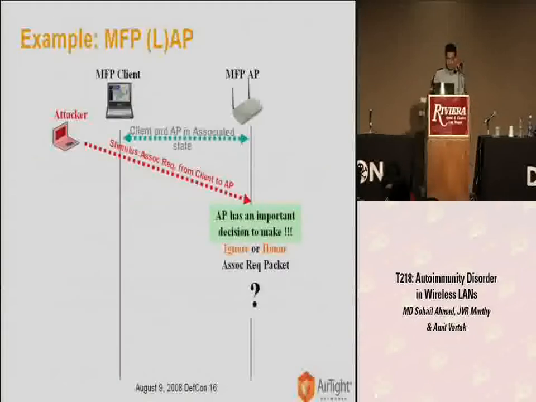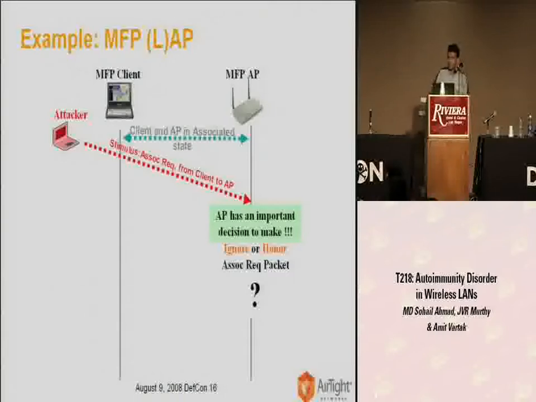Here is one example in which an MFP client is associated with an MFP access point. Now the attacker is going to send one association request packet, and it is a genuine request packet. No attribute present in this packet is wrong or invalid. When the access point receives the request packet, it finds that a client which was already associated is sending a fresh connection establishment packet. So what should it do now? It can either ignore that packet or honor that packet.